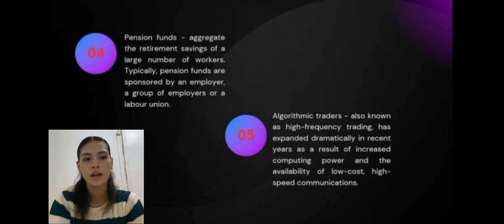Pension funds. Pension funds aggregate the retirement savings of a large number of workers. Typically, pension funds are sponsored by an employer, a group of employers, or a labor union. Algorithmic traders. Algorithmic trading, also known as high-frequency trading, has expanded dramatically in recent years as a result of increased computing power and the availability of low-cost, high-speed communications. An example of this is investing in cryptocurrency.